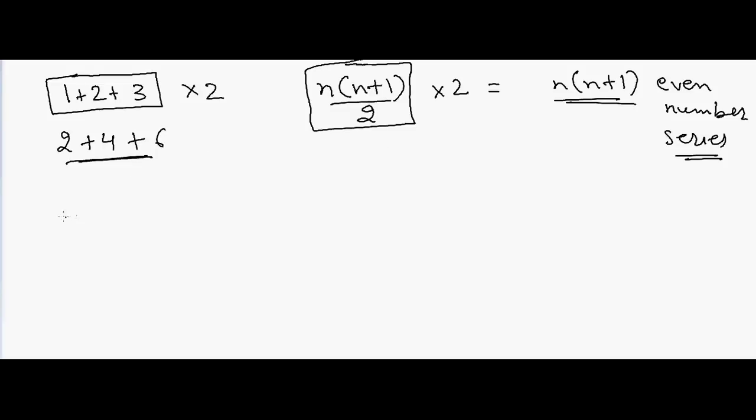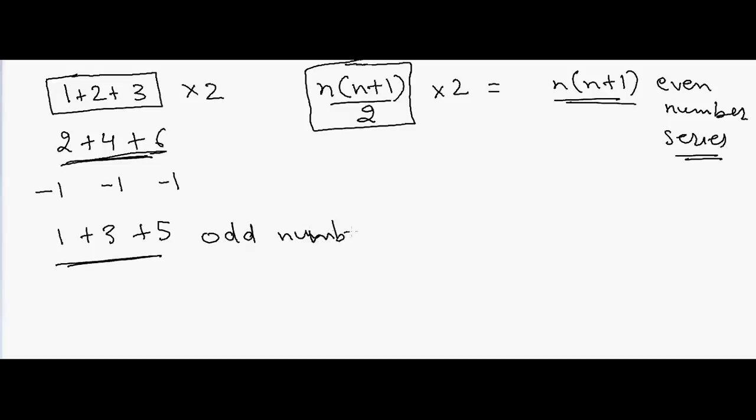Now suppose you want to add numbers in odds. Look at this series. This is the even number series, and if you subtract 1 from each number, minus 1 and minus 1, this will become 1 plus 3 plus 5. So if you subtract 1 from all those digits, they will become an odd number series, right? And this was an even number series.